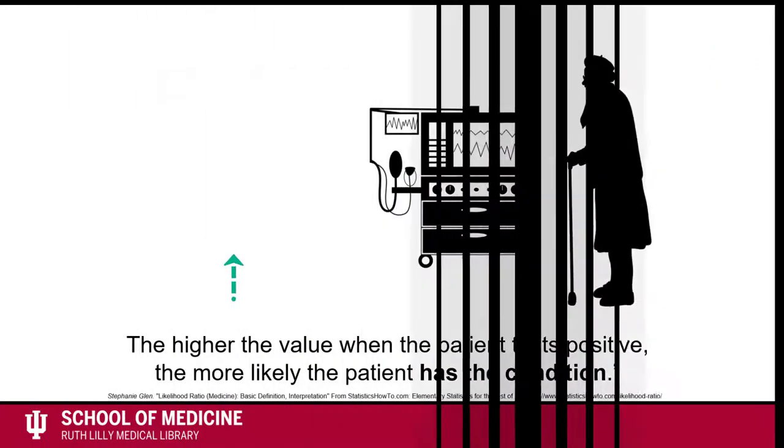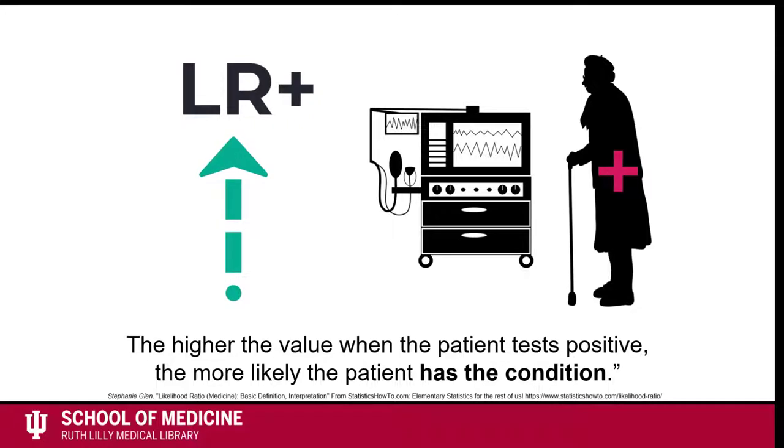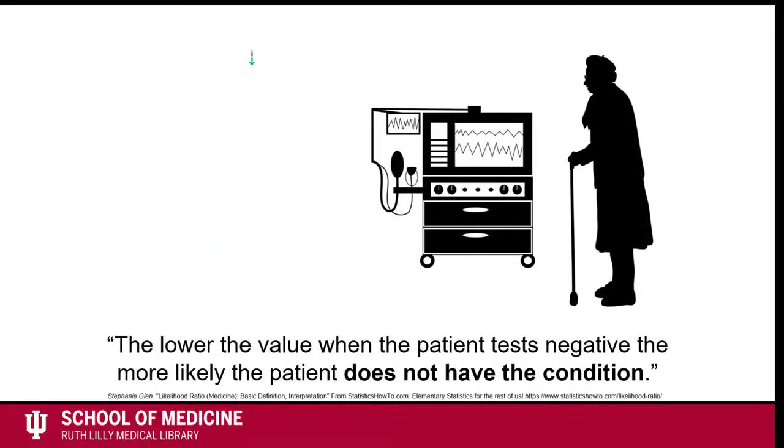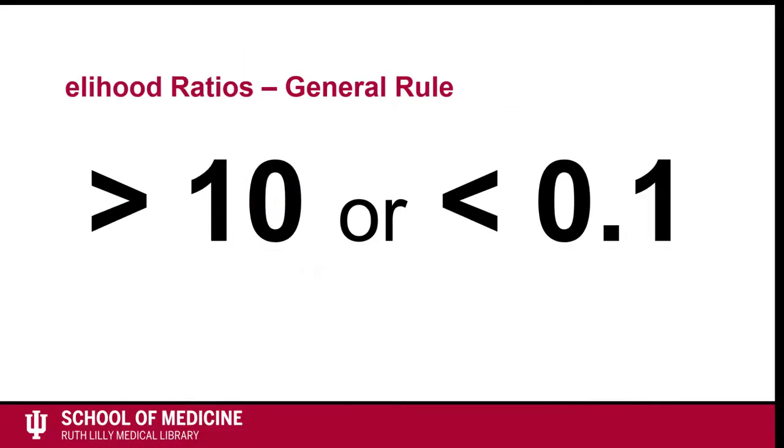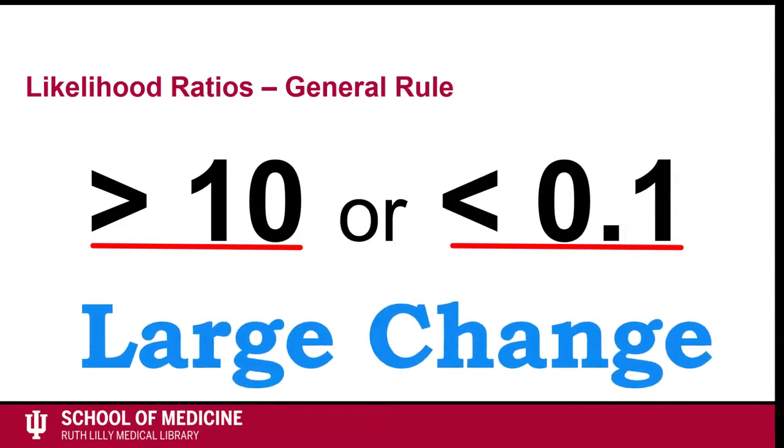The higher the value of the likelihood ratio when the patient tests positive, the more likely the patient has the condition. Likewise, the lower the value of the likelihood ratio when the patient tests negative, the more likely the patient does not have the condition. As a general rule, likelihood ratios greater than 10 or less than 0.1 means there will be a large change in probability of someone having a disease if a patient tests positive or negative.